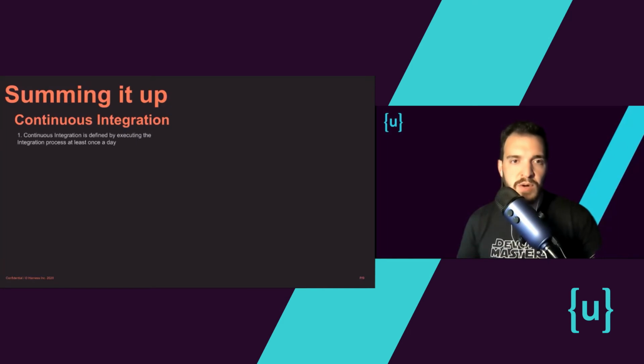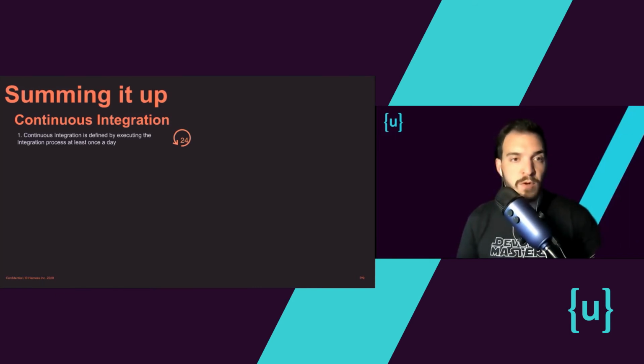So for continuous integration, the first one, it's defined by executing your integration process at least once a day. So this is continuous integration. If your teams are not doing their integration process at least once a day, you're not doing continuous integration. Now, that's not to say that you're not doing good practices, or that you're not a good company or that you're technically bad. It just means that you're not doing continuous integration based on the definition.